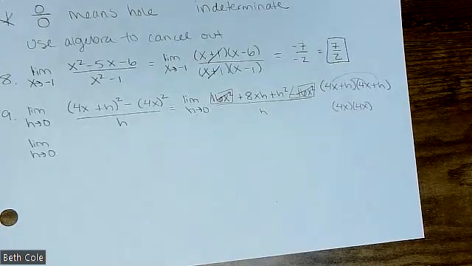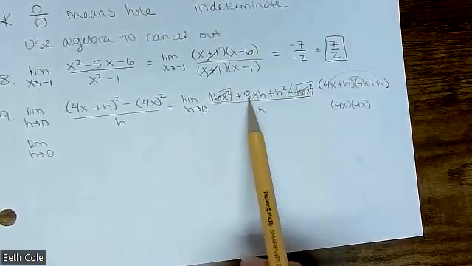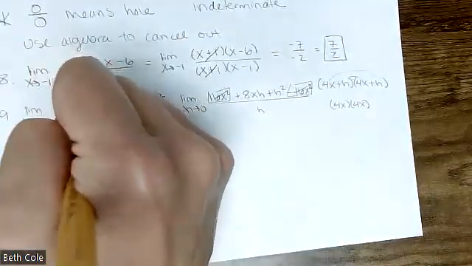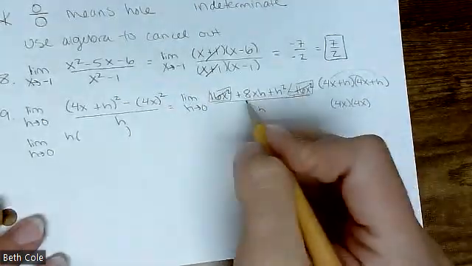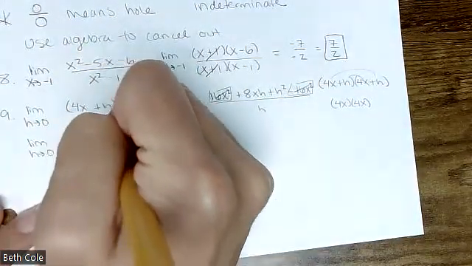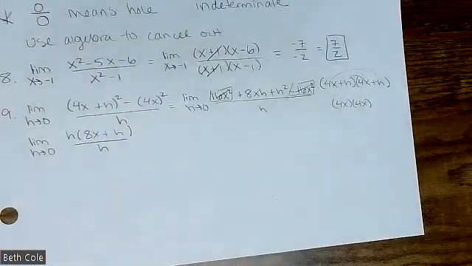And out of what's left, but you only have two terms left in the numerator, what have they both got? H. So you're going to factor an h out. It's greatest common factor. You're just factoring an h out. That would leave you with 8x plus h over h. And those are going to cancel.